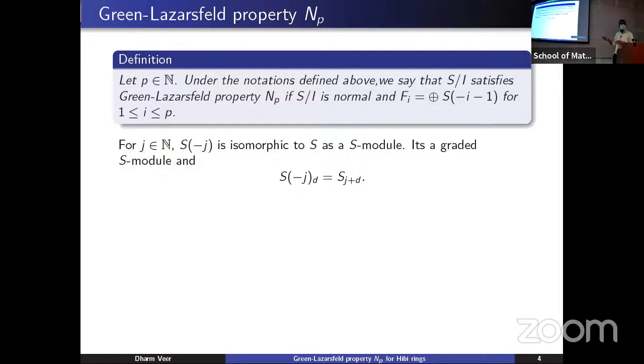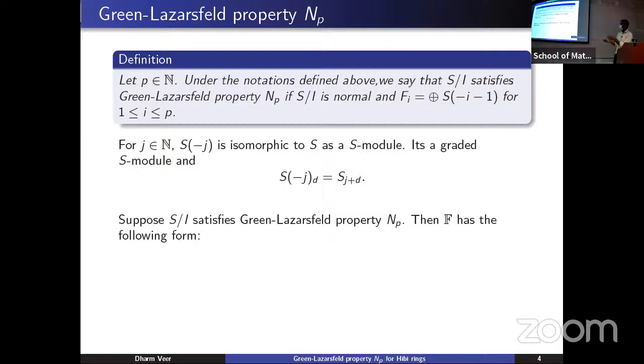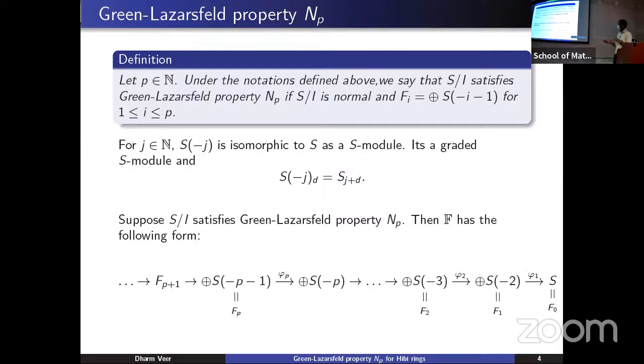In particular, it's a pure resolution up to the pth stage. So that's what the property Np creates. Okay, so let's elaborate on this further. Suppose S mod I satisfies Green-Lazarsfeld property Np, then F has the following form. So in fact, it is linear up to Np.